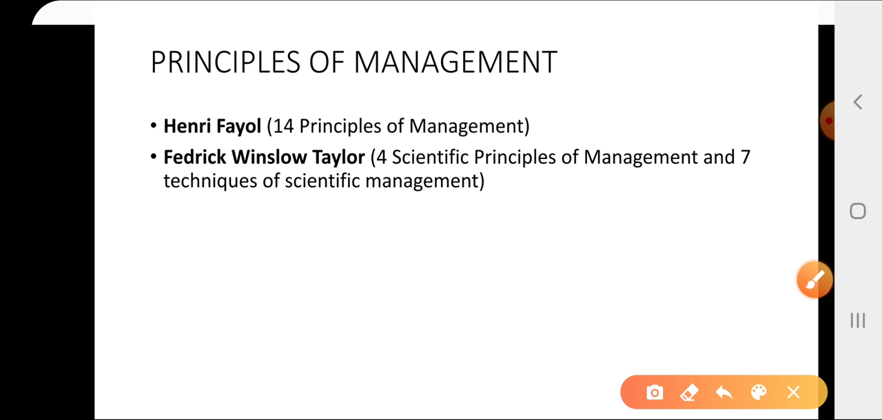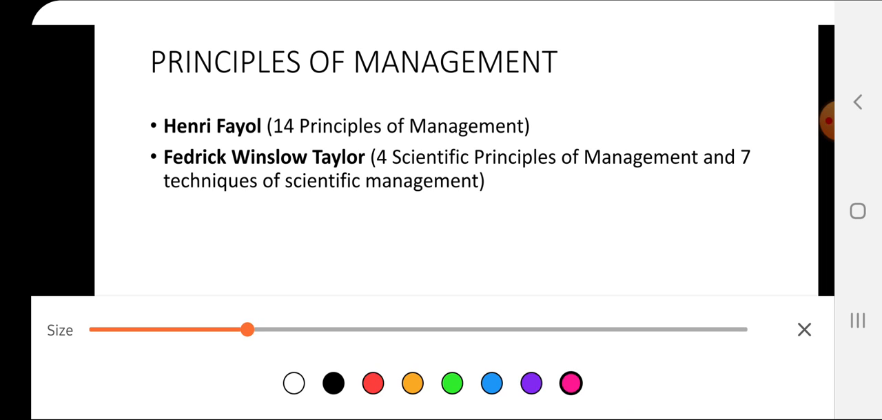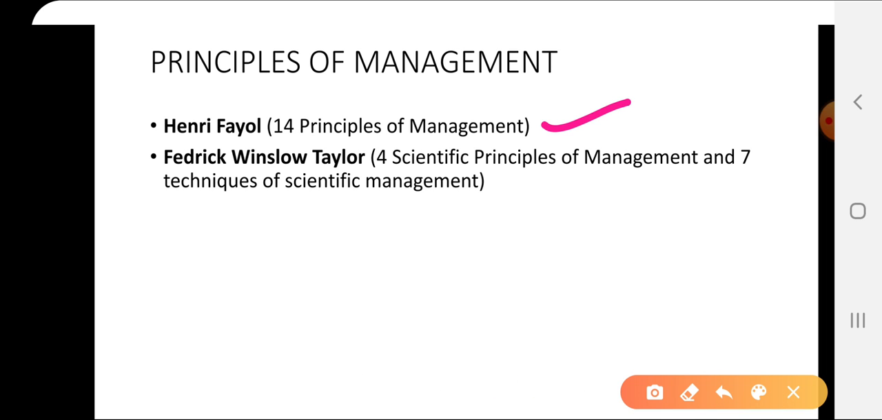In the previous lecture we covered the 14 principles of management given by Henry Fayol, right? Now in today's lecture we are going to cover the 4 scientific principles of management given by Frederick Winslow Taylor. So let us move ahead with these principles of management.